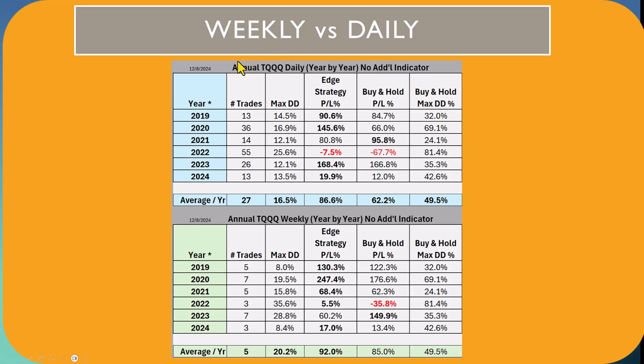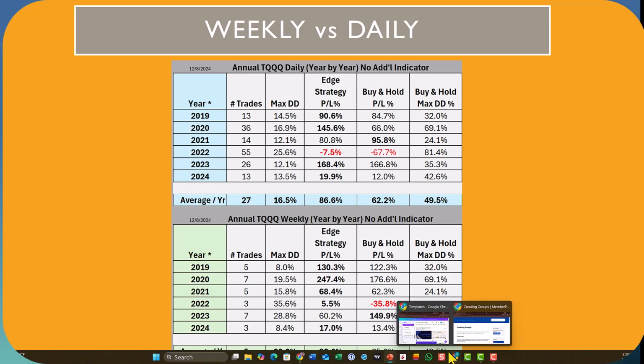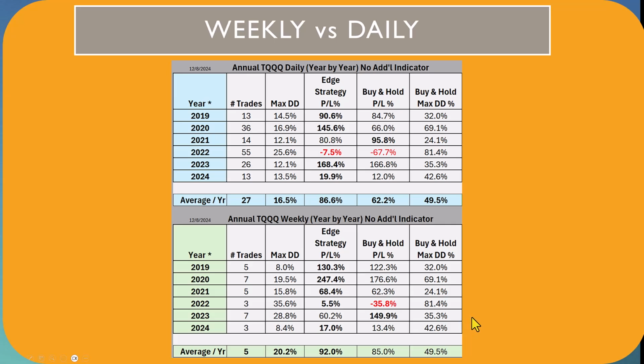So this top portion is using the daily stochastics version. The bottom portion uses a weekly stochastic version, the top in blue, the bottom green. And you can see the difference here. The daily average number of trades each year is 27 versus 5 for the weekly. So significantly more trades using the daily version.